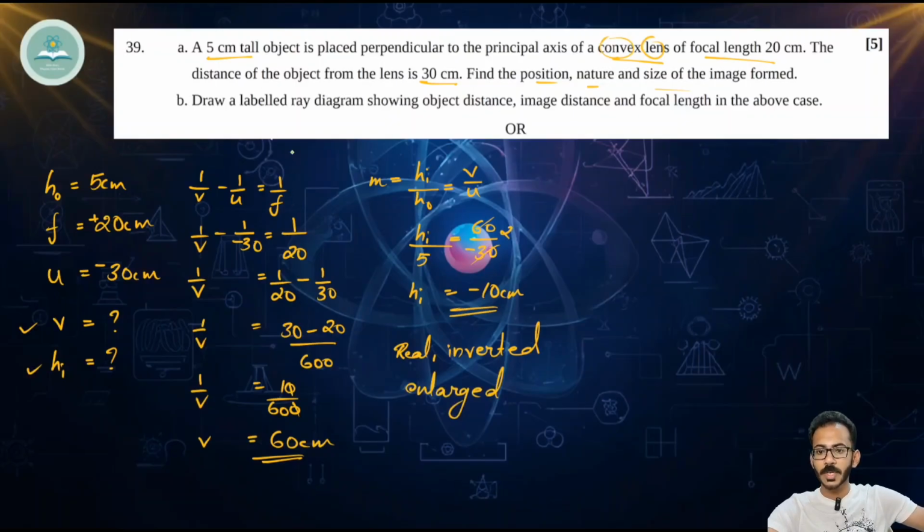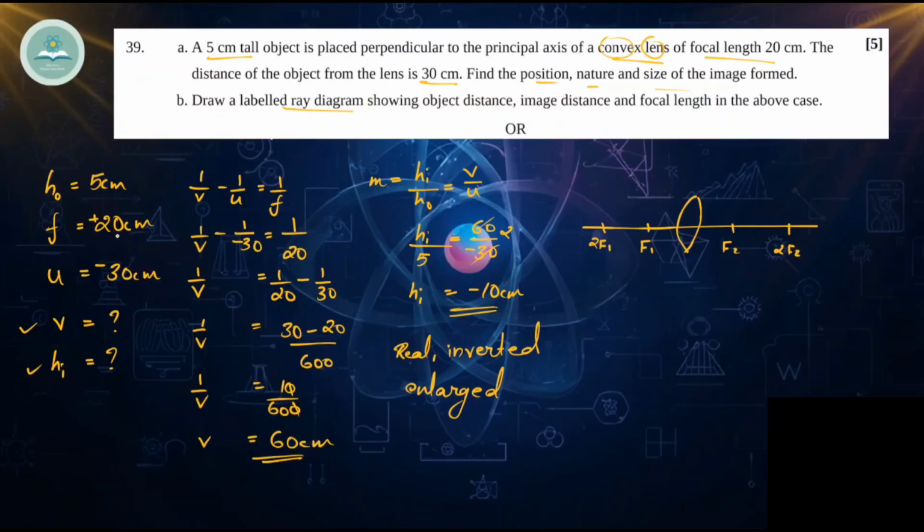Now the next part is to draw a ray diagram showing object distance, image distance and focal length in the above case. So let's analyze the case once again. This was a convex lens. If we draw a convex lens, it is something like this, where we have F1 here, 2F1 here, F2 here and 2F2 here. The focal length from here to here, the distance is 20 centimeter.